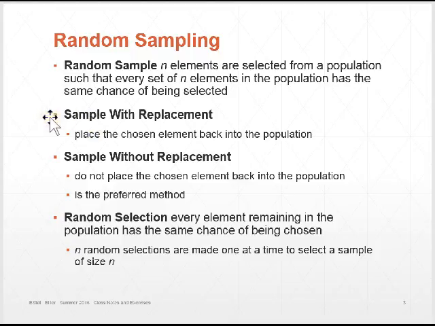Two possible ways to do this are sampling with replacement, in which case whenever an element is chosen it is returned to the population and thus could be randomly selected repeatedly, or more commonly sampling without replacement. In this case, we do not place the chosen element back into the population. This would be the preferred method in order to have the best statistical sample possible. Random selection simply says that every element remaining in the population has the same chance of being chosen.